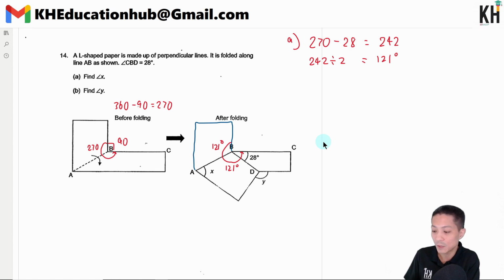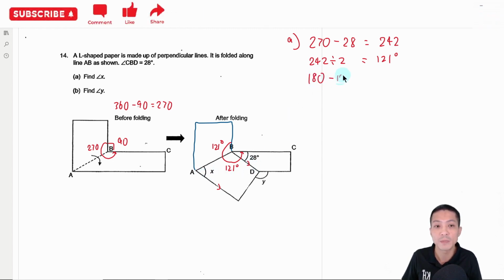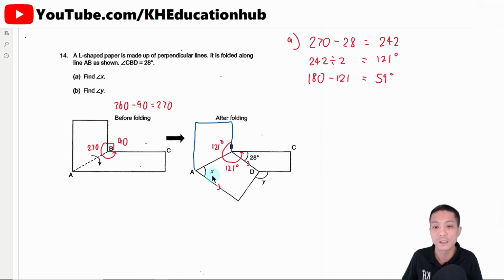Okay, so you can double check 121 plus 121 plus 28 will give you 270. Now I can solve for x already because these two lines are parallel to each other. So by using 180 minus 121, 59 degrees is the answer. 59 for x.